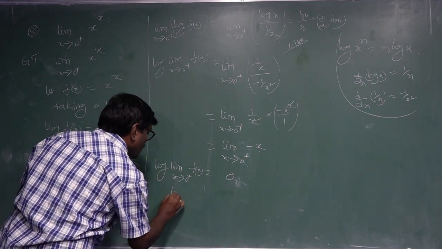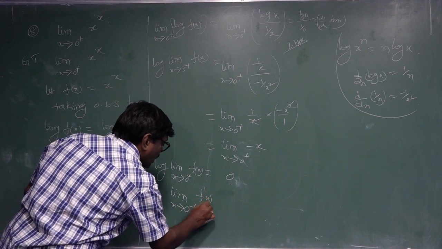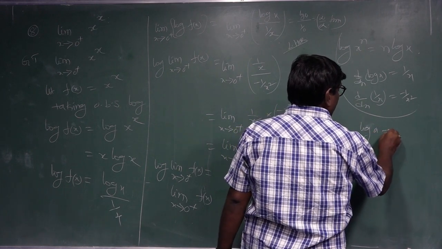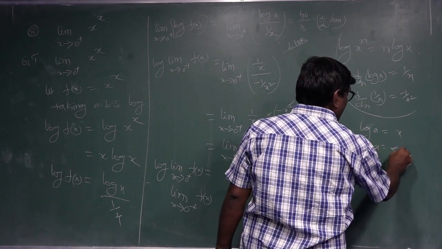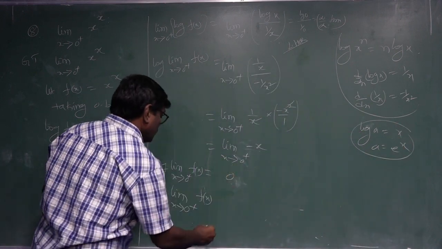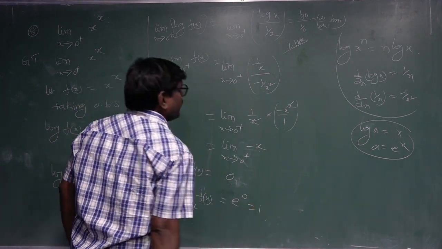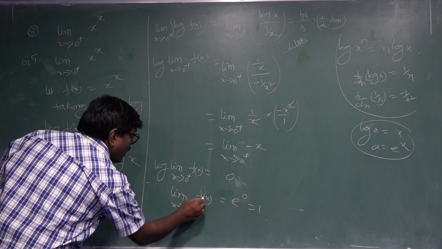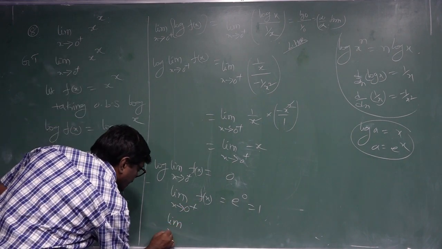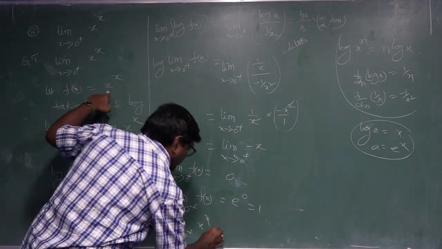For this logarithm function, log of a equal to x means a is equal to e power of x. So this is log of e power of 0. E power of 0 value is 1. Directly, f of x is x power of x, so the limit as x tends to 0 plus of f of x, x power of x, equals 1.